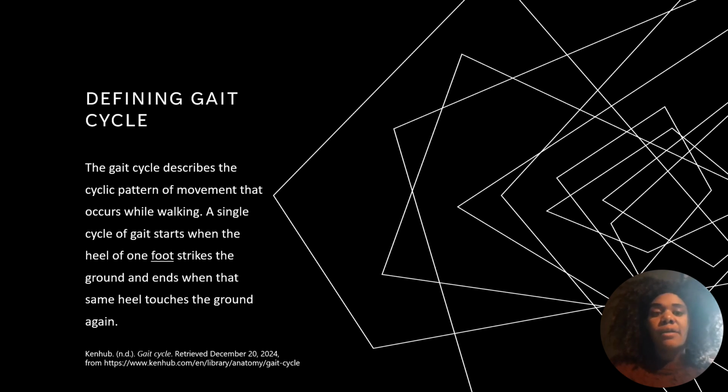A single cycle of gait starts when the heel of one foot strikes the ground, and it ends when that same heel touches the ground again. Keep in mind that whatever that first foot is doing, the other foot is doing the exact opposite in a fluid gait movement. So I thought that was important.